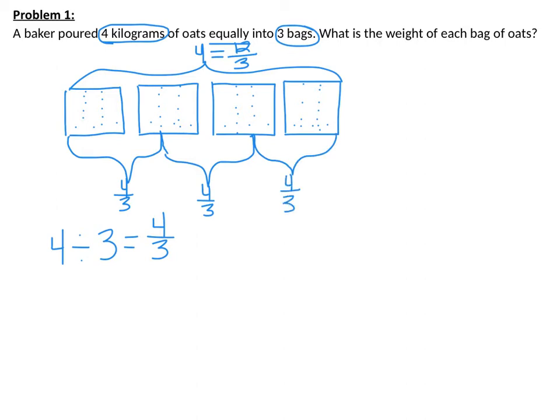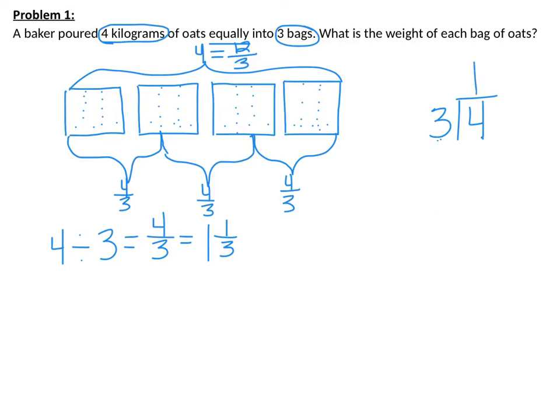Well, I don't know about you, but when I look at this first 4 thirds, I have 1 whole and then 1 third. So 4 thirds must be equal to 1 and 1 third. Well, the way I can show that with division is I have 4 as my dividend, 3 as my divisor. 4 divided by 3, or how many 3's fit into 4.